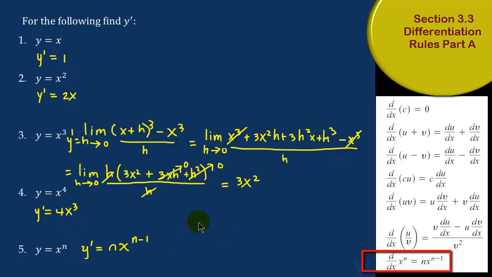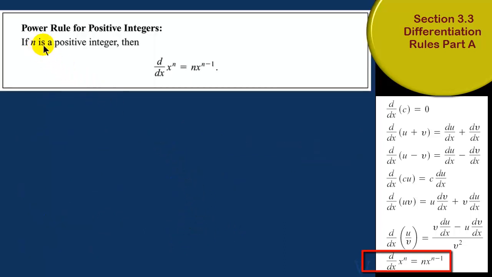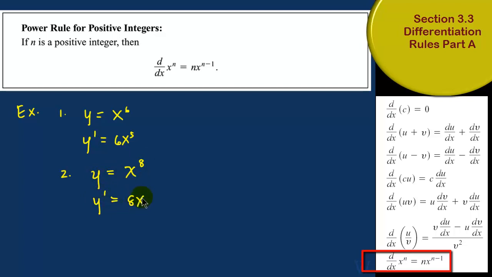So if I have a general rule, I would say that the power rule for positive integers is that if y is equal to x to the n, then the derivative of x to the n is just n times x to the n minus 1. Again, for more examples, if y is equal to x to the 6th, then we know that y prime is equal to 6x to the 5th. And if, say, y is equal to x to the 8th power, y prime would be 8x to the 7th.